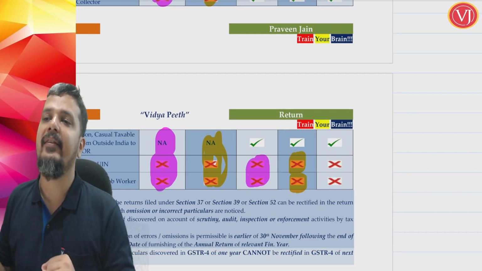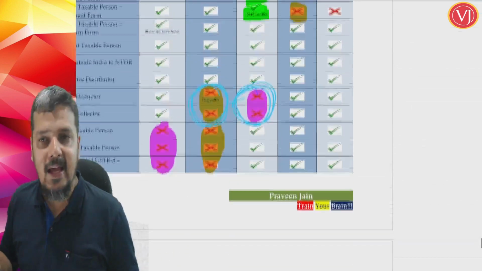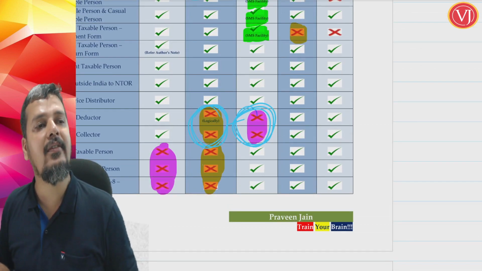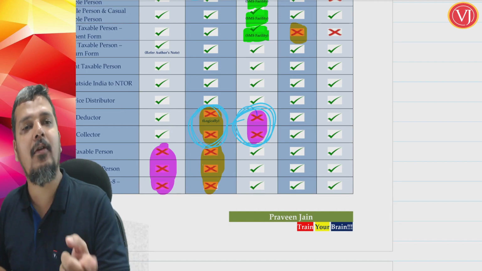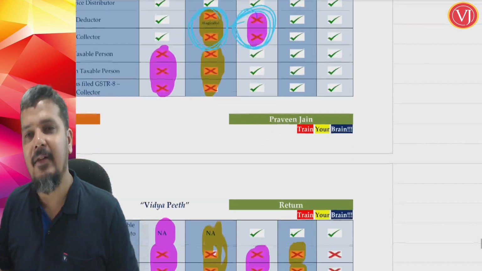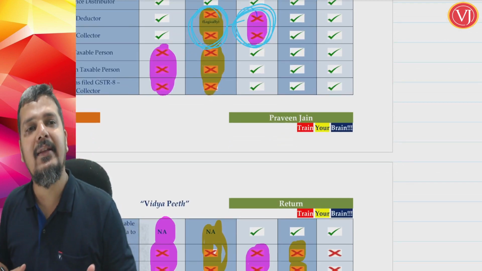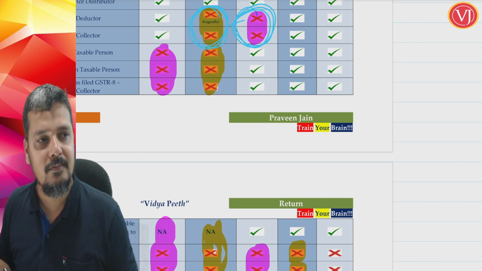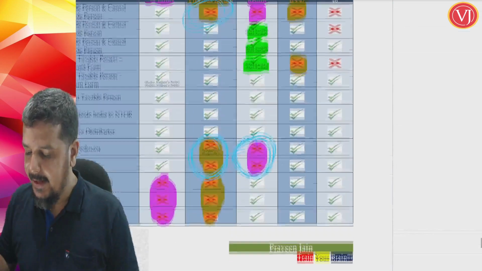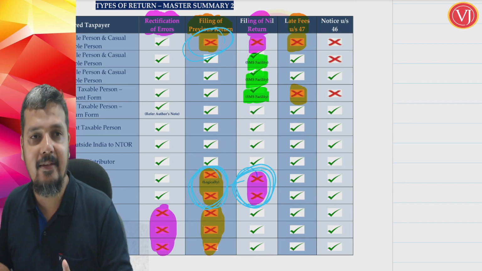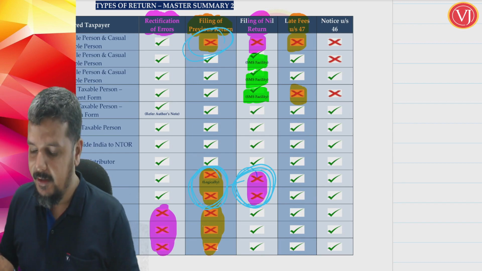So late fees is not applicable for IFF because after the due date you cannot file it. CMP 08 because it is all about payment. If you are paying late, there will be interest, not late fees. GSTR 11 because normally they file it along with refund application, and ITC 04. Right. And the last question, in all the other cases, if you are filing late, there will be late fees.